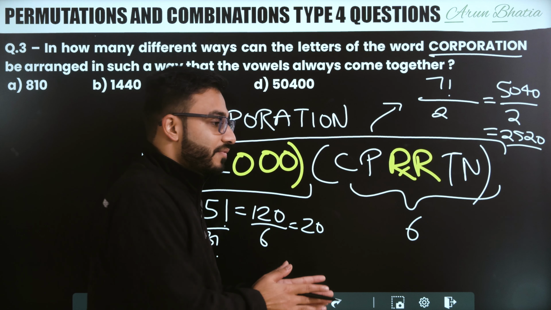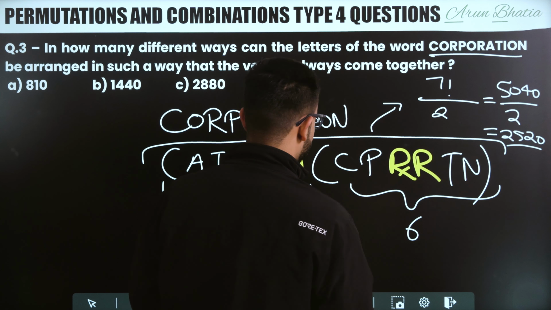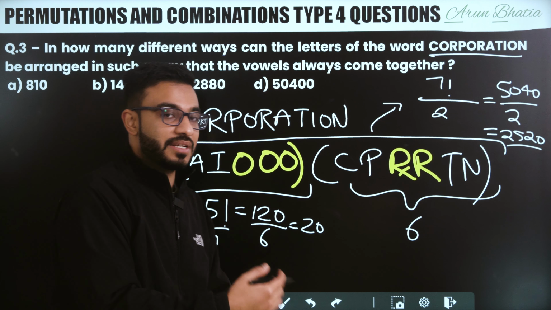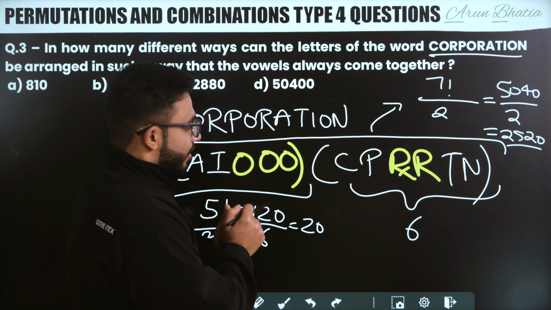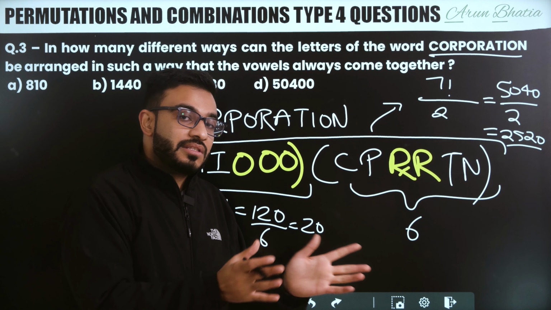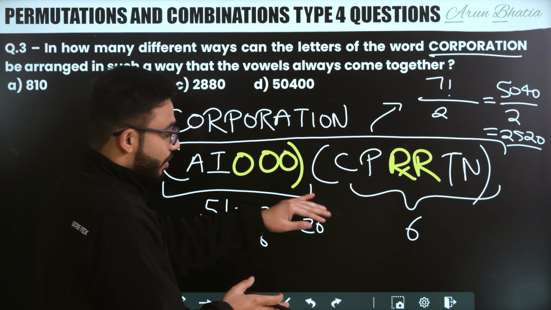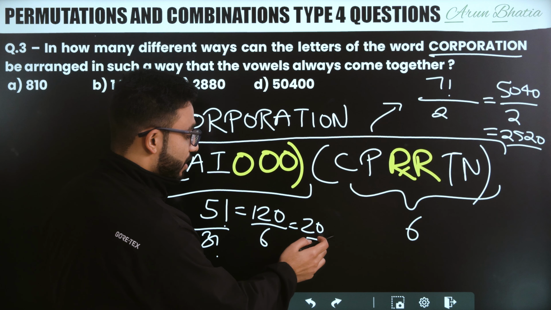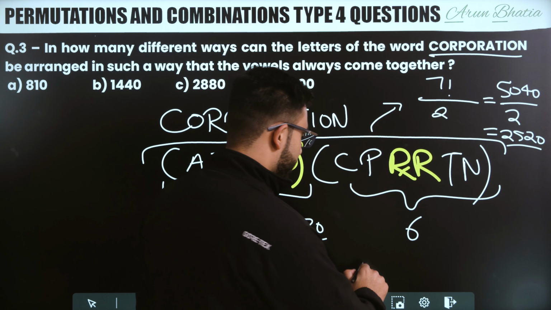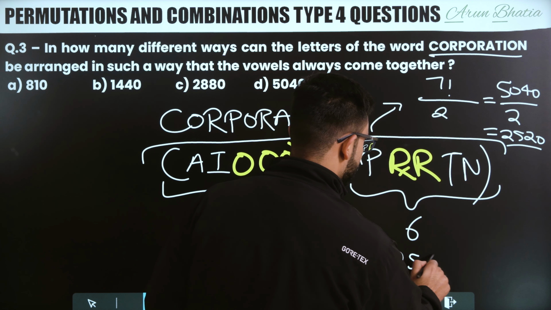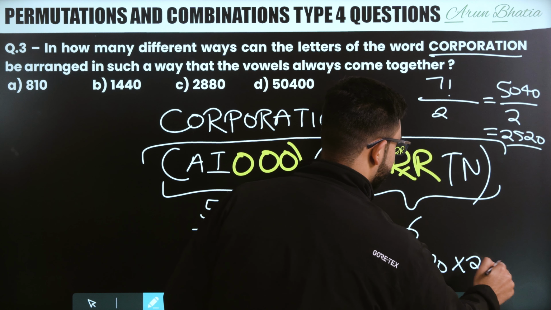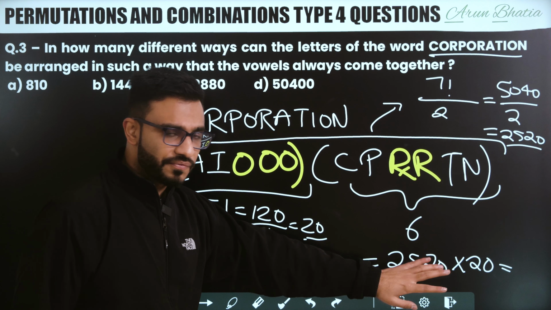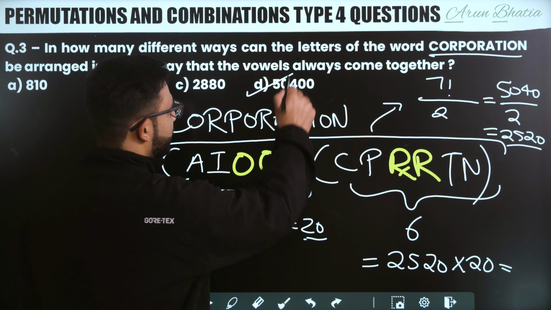But then you also know that we need to multiply this number by 20, because vowels also have to be considered when writing the whole thing. But since they come together and O is repeated 3 times, the number is only 20. So then your final calculation becomes 2520 times 20. And you can see this is around 50,000. So this D will be your answer.